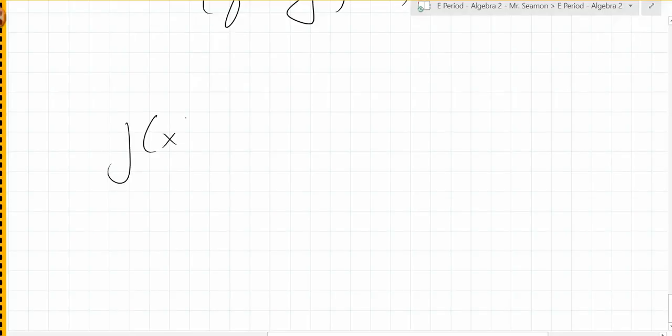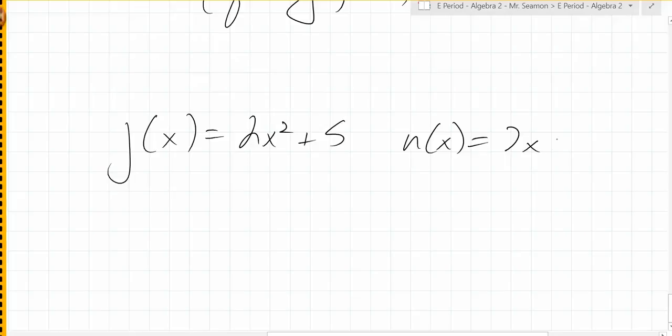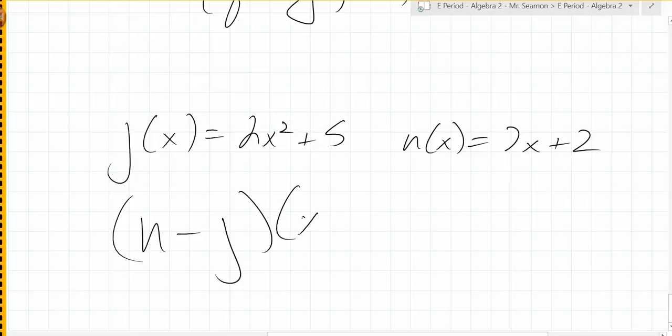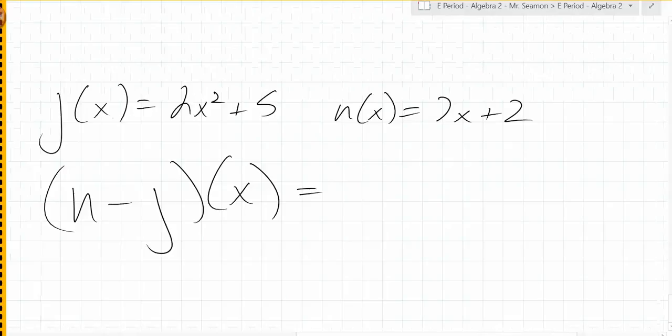So what does this mean? Let's say I had j of x is equal to 2x squared plus 5. n of x is equal to 7x plus 2. What does this mean? You're just subtracting. Yeah, you're just subtracting what from what? The first, 2x squared plus 5, minus j from n. Yes, j from n.